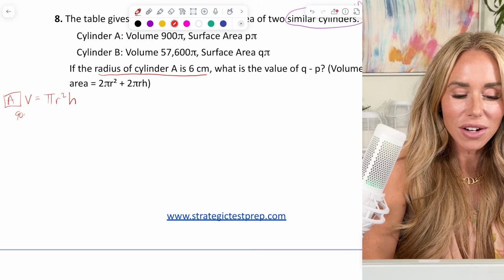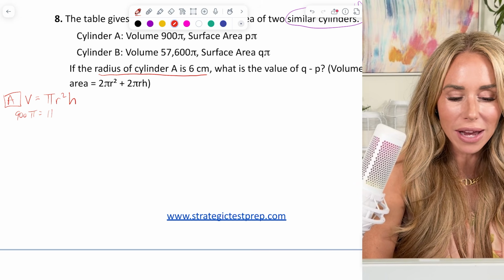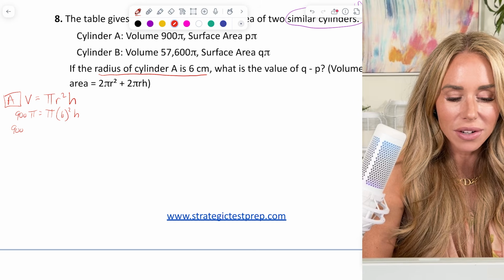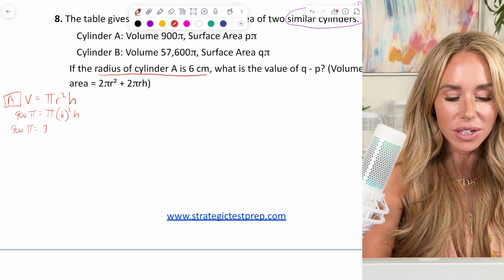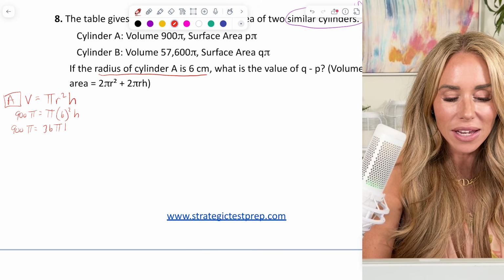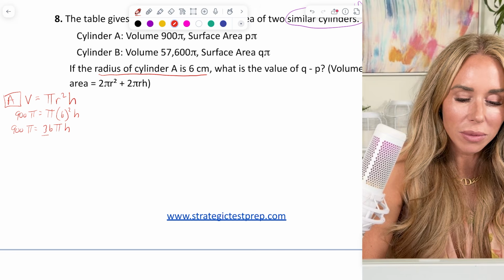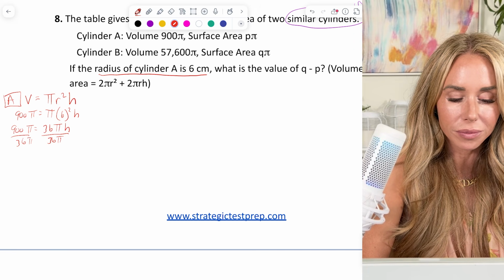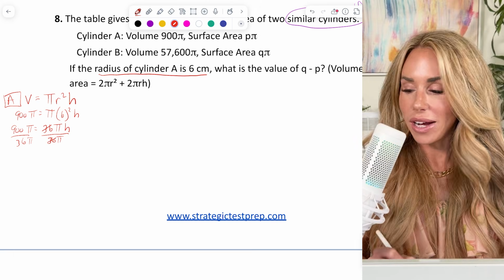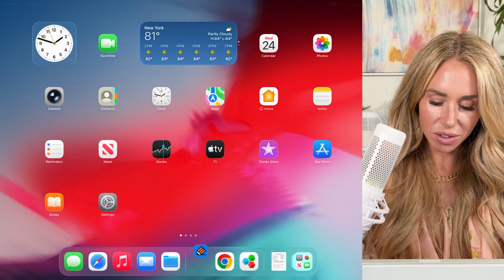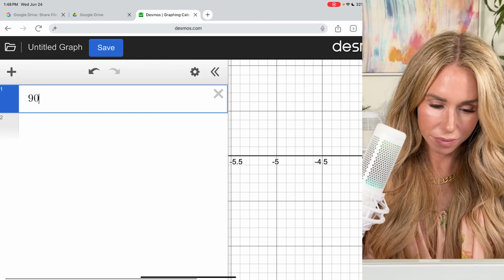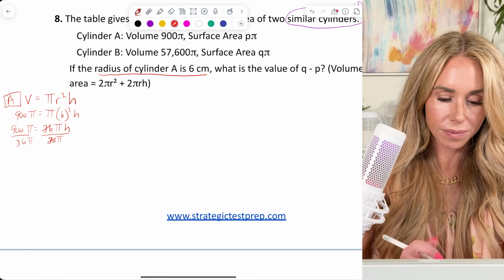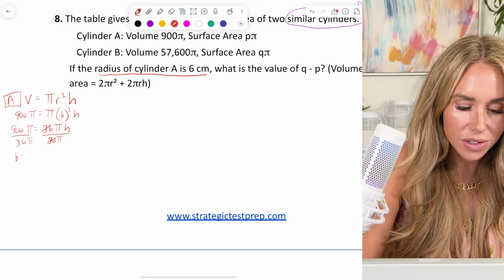So we have 900 pi equals pi times 6 squared h. 900 pi equals 36 pi h. And then I'm just going to divide by 36. So 900 divided by 36, let's go to Desmos. We have 25. That's what I thought. Okay, so our height is 25.